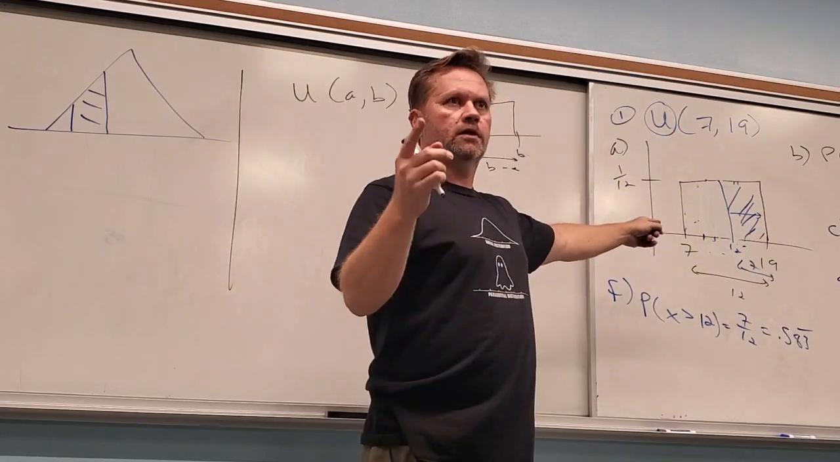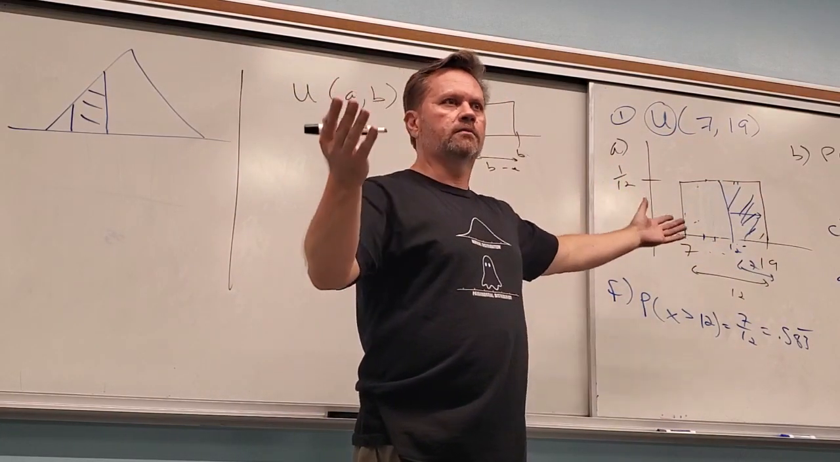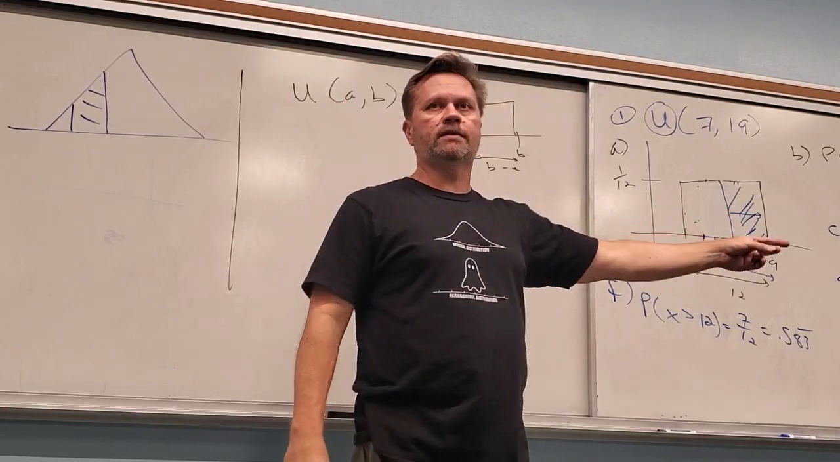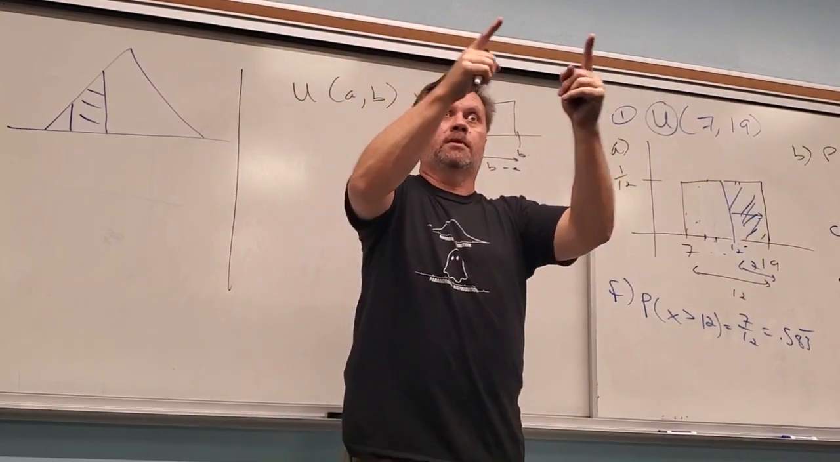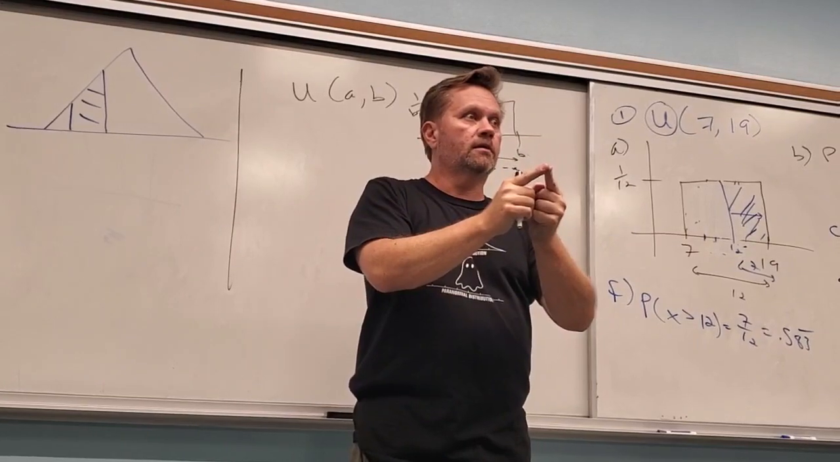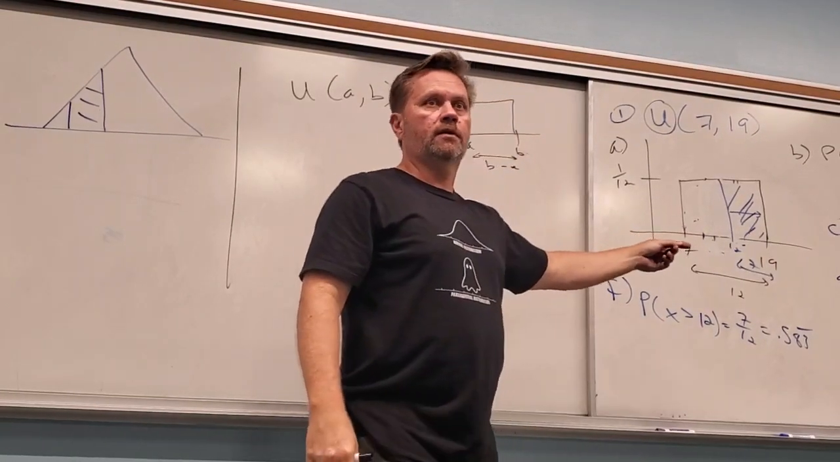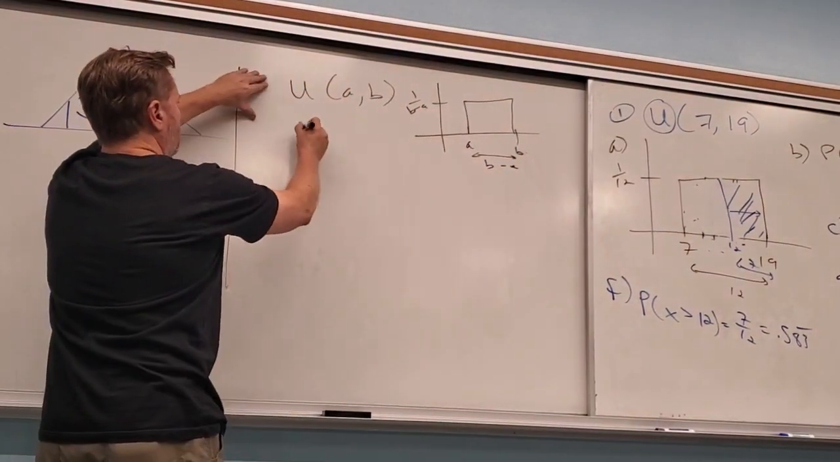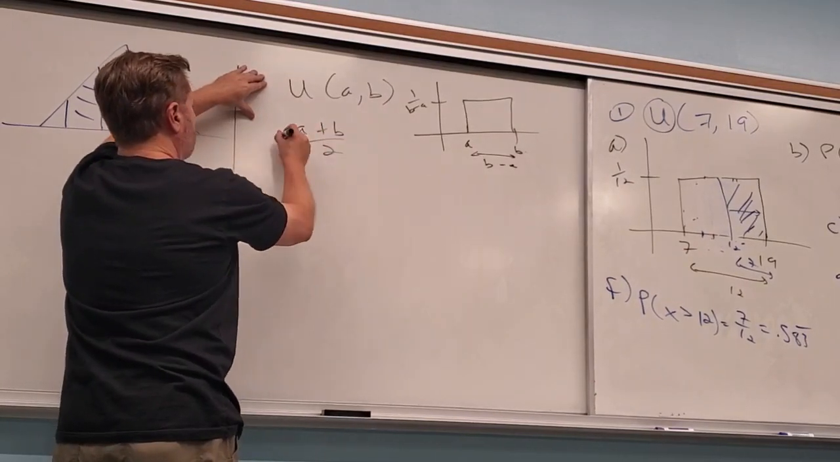13. How'd you get 13? In the middle. Yeah, so you can either add 7 and 19 and divide by 2, or you can just figure out what's in the middle of those two. Does that make sense? The average is in the middle. I love it. So how do I represent that in general? It would just be A plus B divided by 2. That's the mean.